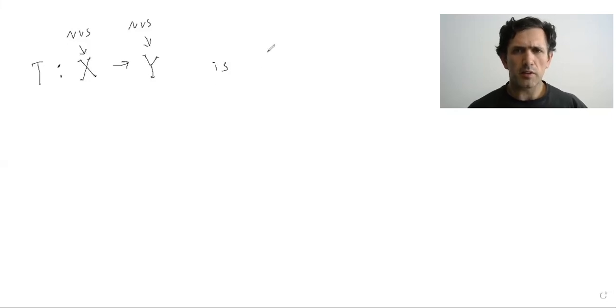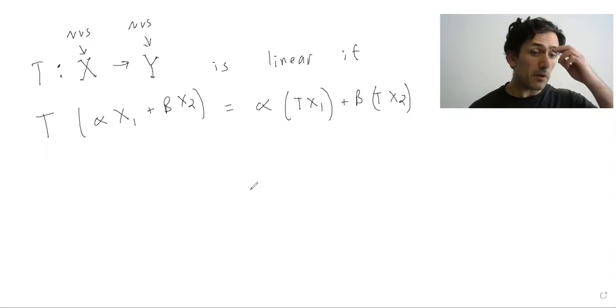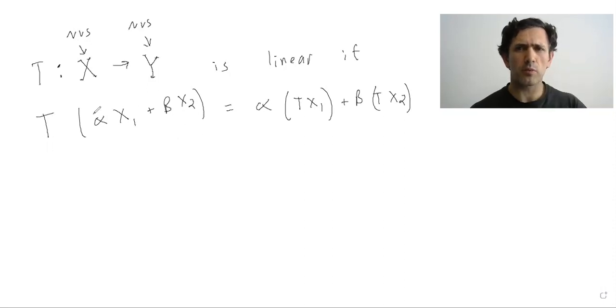Okay, so we say this is linear if, well, the obvious thing is true. For any scalars alpha and beta, and any elements x1 and x2 in big X, T of alpha x1 plus beta x2 is alpha T x1 plus beta T x2. And often we'll say T is a linear operator if it's a linear map.